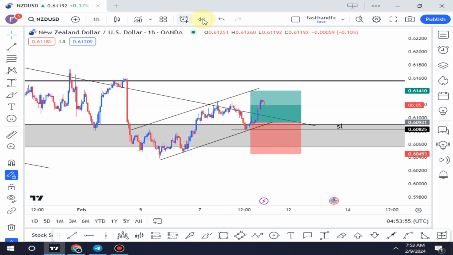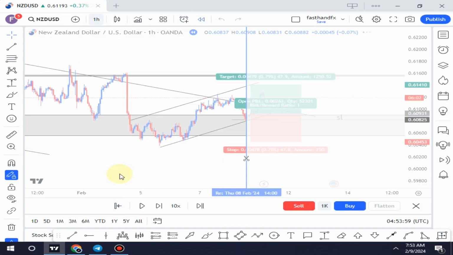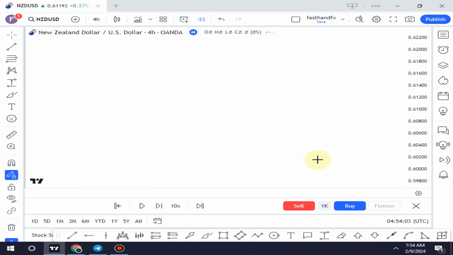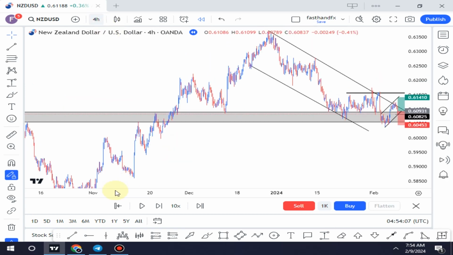So let me just take you back and explain what I saw and the reason why I called in for a scalp. And remember, I'm a swing trader, but this time I called in for a scalp, and I say this is a risk reward ratio of 1 to 1. So let me take you back.